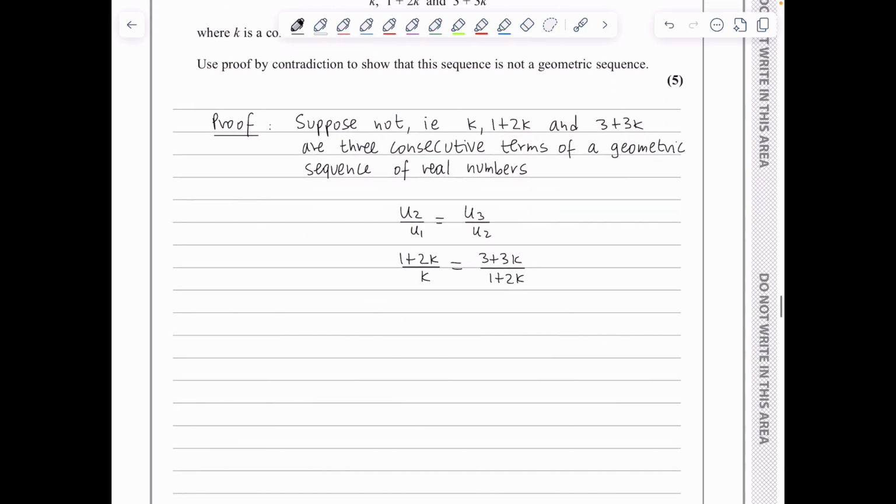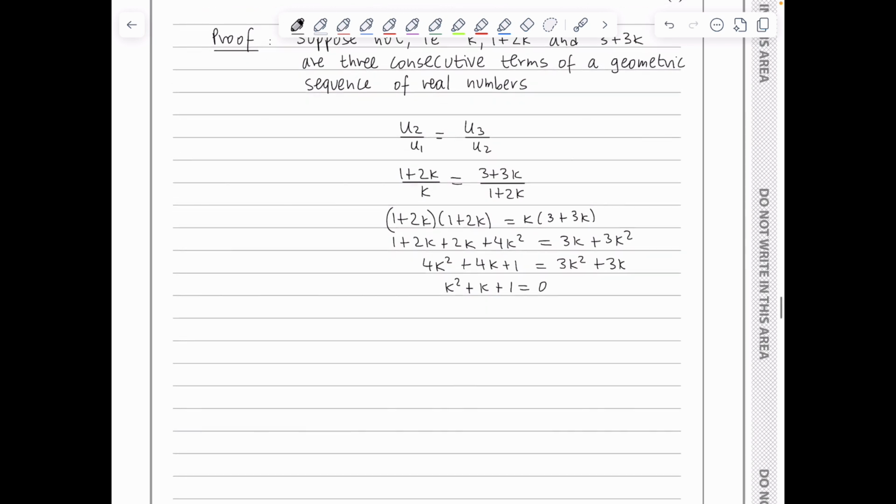I will proceed in cross multiplying, so I get 1 plus 2k times 1 plus 2k is equal to k times 3 plus 3k. If I expand the left hand side, I get 1 plus 2k plus 2k plus 4k squared, which is equal to 3k plus 3k squared. This leads to 4k squared plus 4k plus 1 is equal to 3k squared plus 3k. I will be collecting everything on the left hand side, leading to k squared plus k plus 1 is equal to 0. And I will proceed by considering the discriminant of this quadratic.